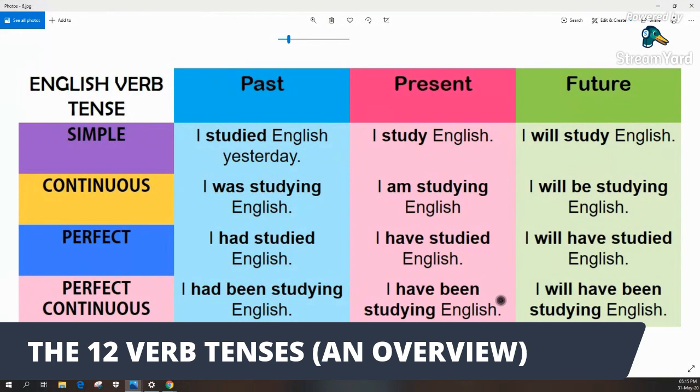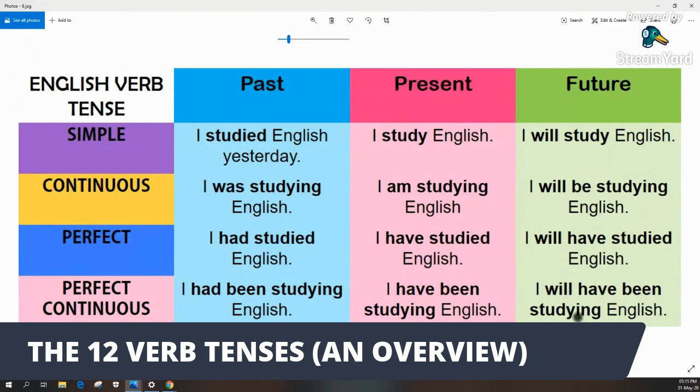I have been eating pizza for 2 hours. So it means I started to eat pizza 2 hours before, and at the time I speak about it, the action is ongoing. So that's it. That's for the perfect continuous in the present time, to indicate an action which started at some point in the past and may or may not be complete.